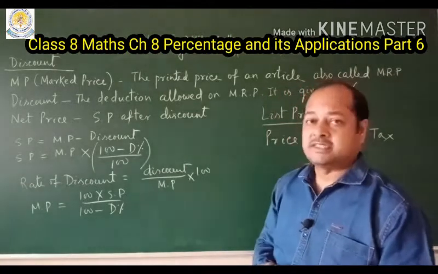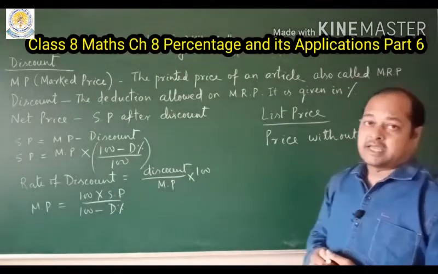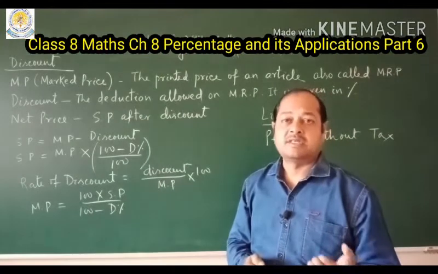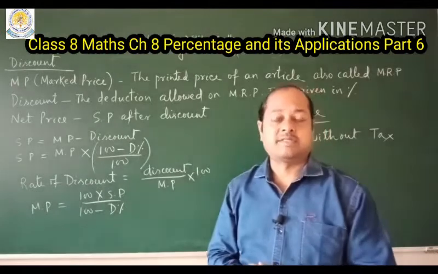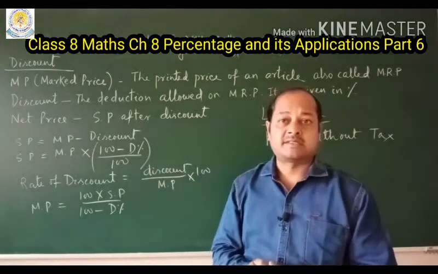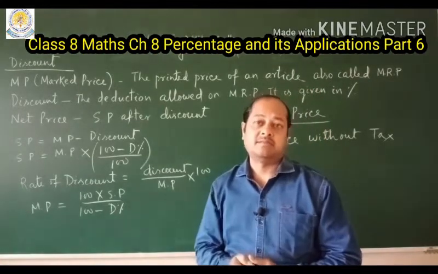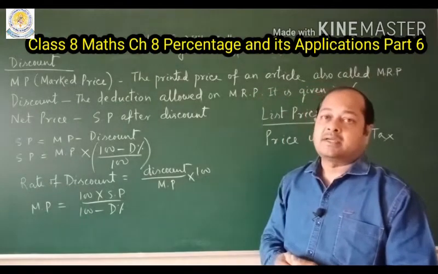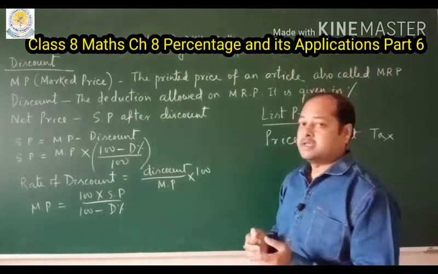And the next thing is, what is discount? Discount means the deduction allowed on MRP. Whenever you ask for a discount, it is in percentage. Suppose the price of a pen is 100 rupees, and you ask for a 10% discount. Then 10 rupees will be subtracted from 100 rupees and it will be 90. So the discount is always in percentage. Discount means MRP minus discount price.